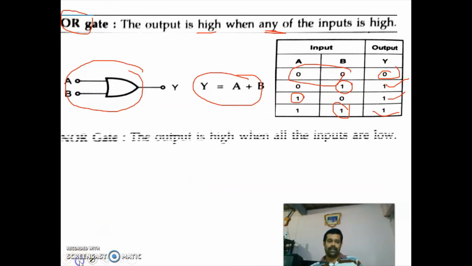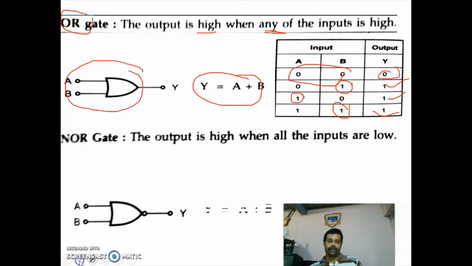Next we are going to see NOR gate. NOR gate is nothing but when you connect a NOT gate to the output of OR gate, we will get a NOR gate.